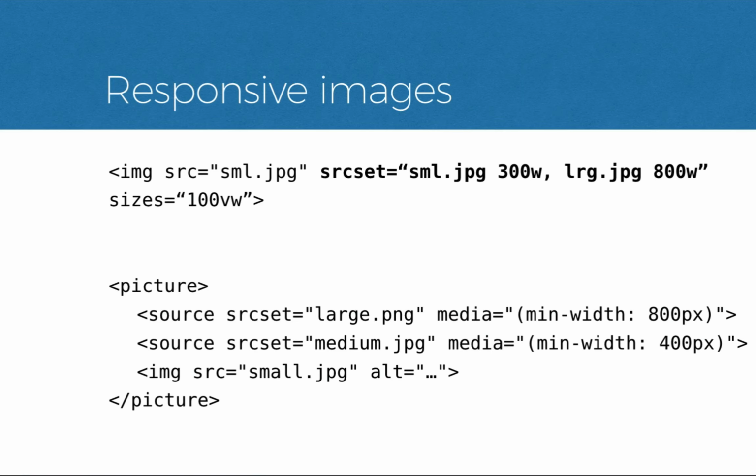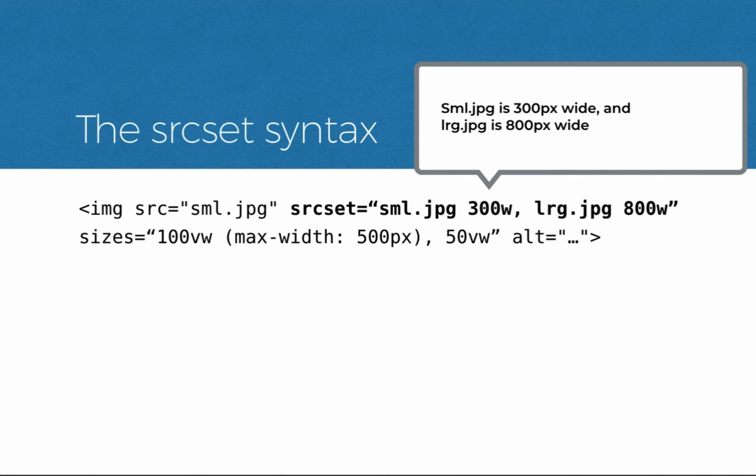So source set and the picture element are new web standards in the last few years, and we can use these to send browsers an appropriate image size or crop of an image without using any fancy JavaScript workarounds. They're supported in most browsers now, and both have really nice fallbacks built in. So I'm going to go into each of these. First, I'll talk about source set, which is an attribute addition on the image element.